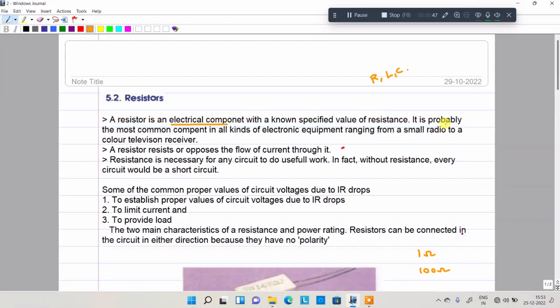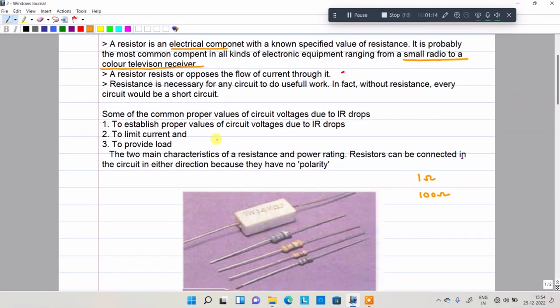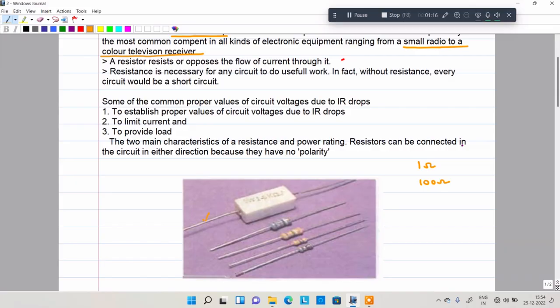It is probably the most common component in all kinds of electronic equipment. For example, if you take any electronic equipment, it has resistors. Without resistance there is no electronic component. The values range from small radios to color television receivers. Everywhere this resistance is present. We have different types of resistors.